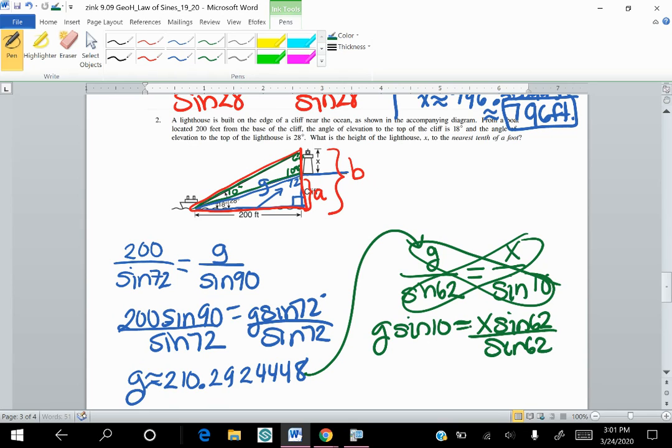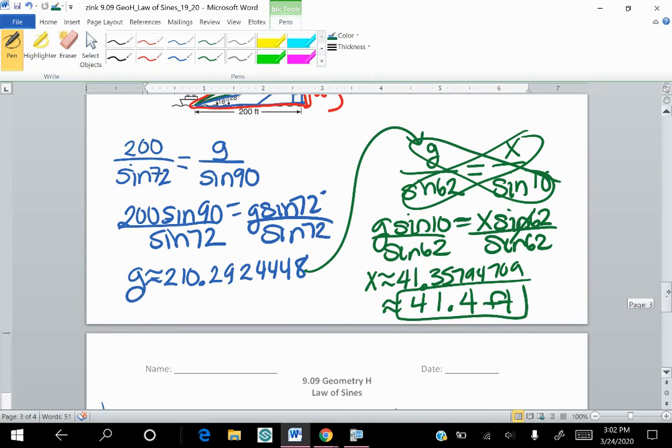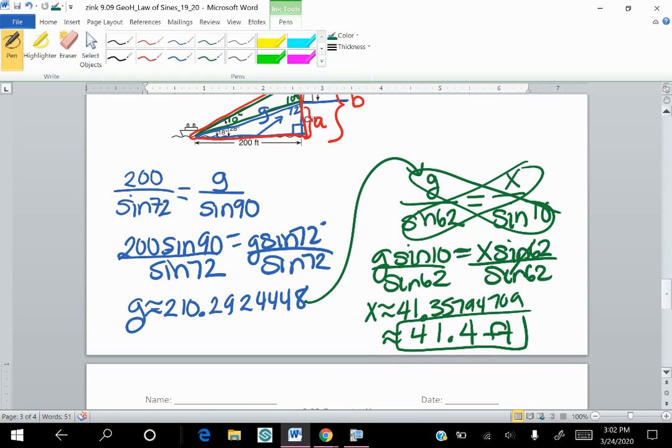Divide both sides by sine of 62. And then again, that G is stored in your calculator, so just grab that, hit enter, times sine of 10 divided by sine of 62. Write out your full decimal, and then round. This is to the nearest tenth. So 41.4 feet would be your final answer for X.